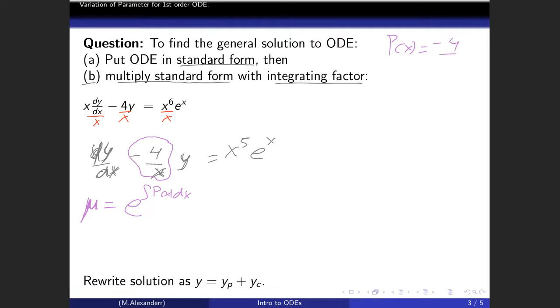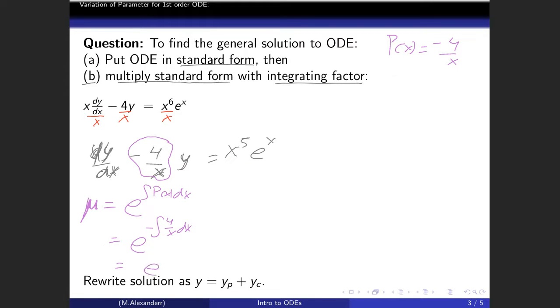So negative 4 over x, just to make clear what we're putting here. So we are going to put that function in there. So we have negative integral of 4 over x dx. And so now we have to integrate this.